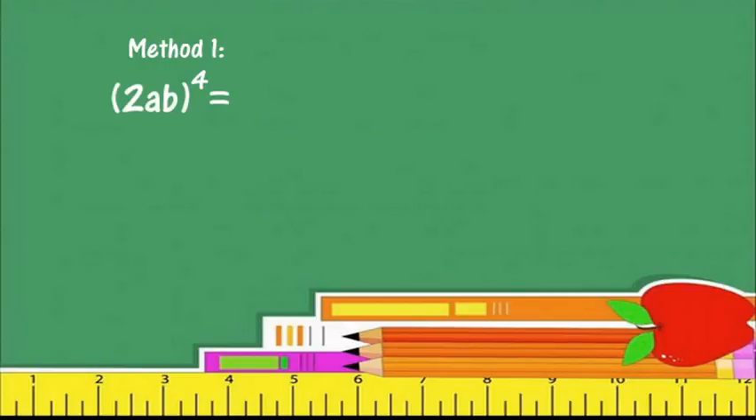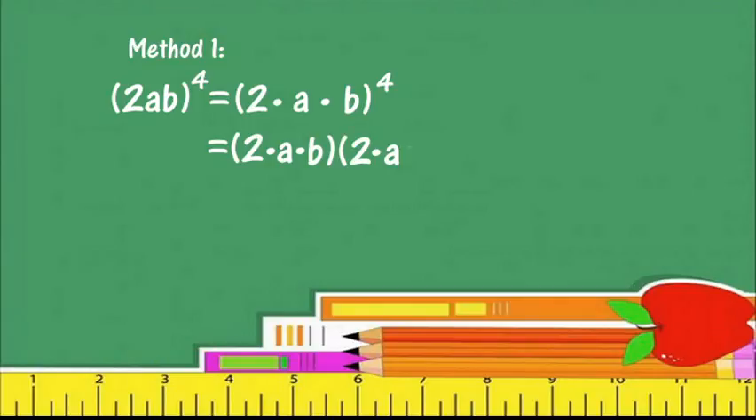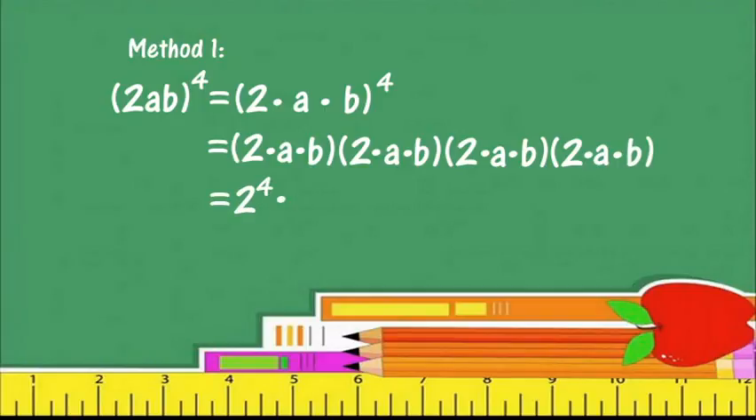In the first method, expand the base so it will be (2 times a times b) multiplied by (2 times a times b) multiplied by (2 times a times b) multiplied by (2 times a times b). So it will be 2 raised to 4 times a raised to 4 times b raised to 4. And the answer would be 16 a raised to 4 b raised to 4.